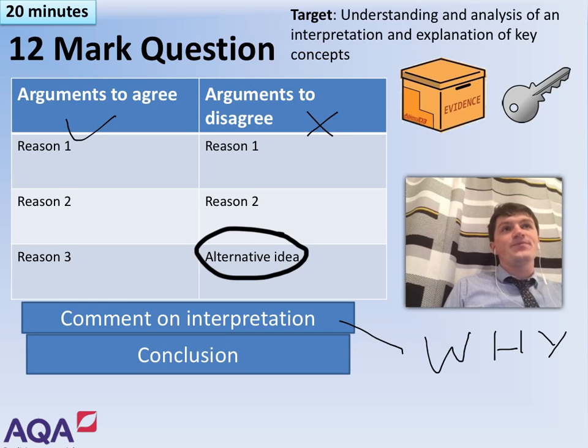For example, if the question talks about, in race relations, Martin Luther King being the most important man, you would disagree and you'd give 2 reasons why you disagree, and then you'd offer an alternative, somebody who is maybe more important.